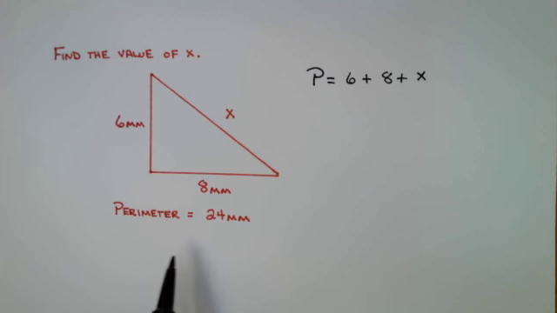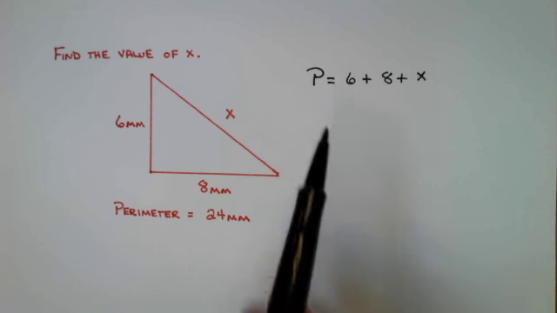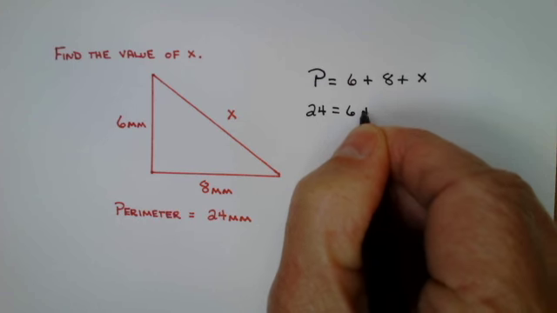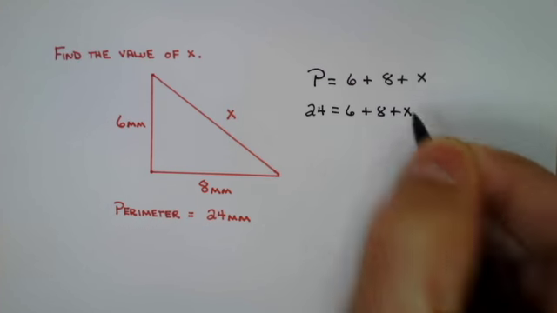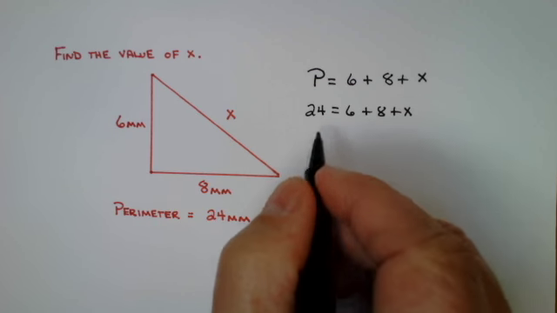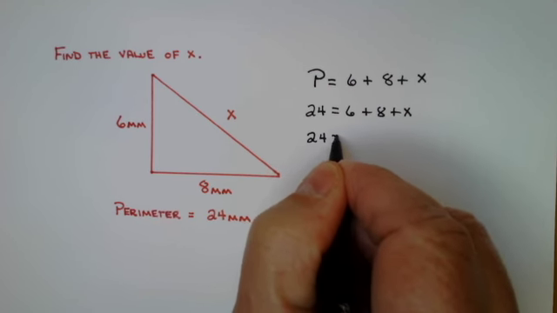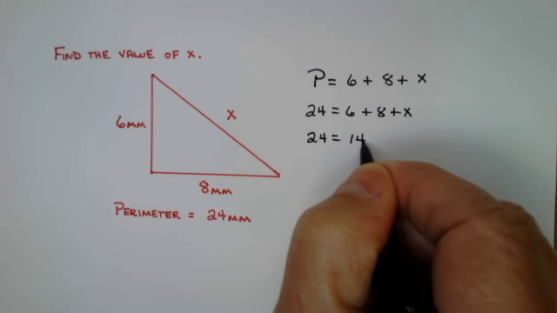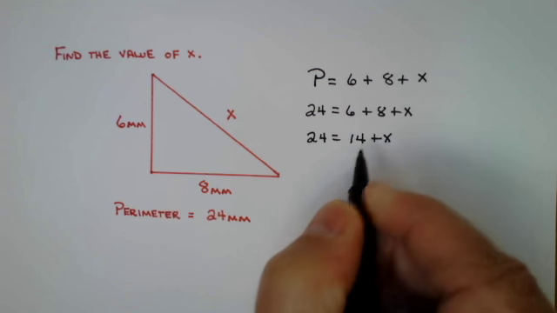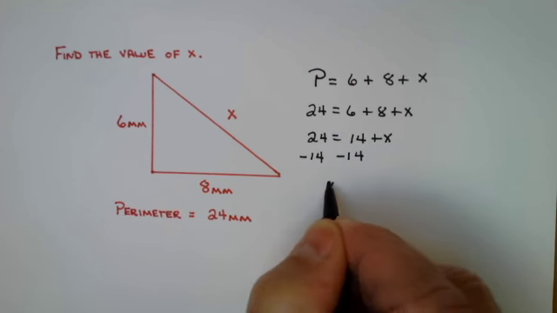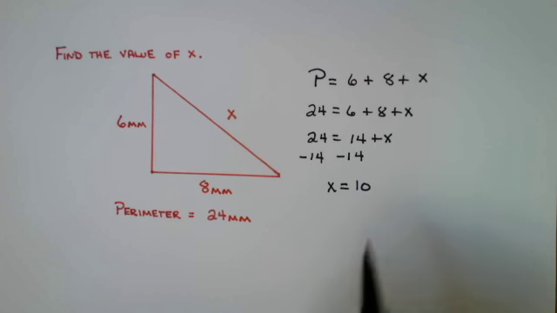In this type of problem, they gave me the perimeter. The perimeter is 24. It simply goes in this spot right here. That would be 24 is equal to 6 plus 8 plus x. And the only thing I need to do is solve for x. Combine like terms. That would be this 6 and 8. 6 plus 8 is 14. And to solve for x, I need to subtract 14 from both sides. x is equal to 10.